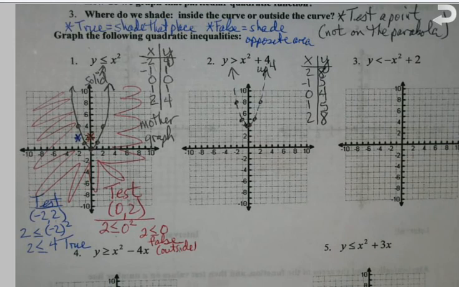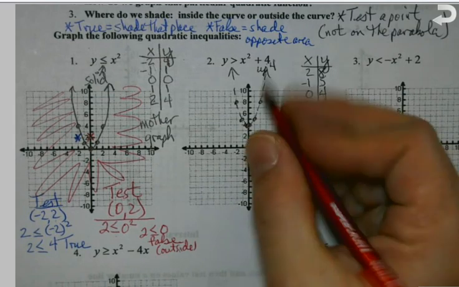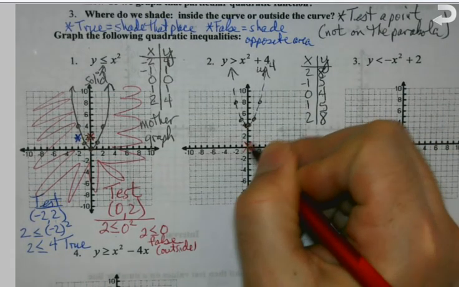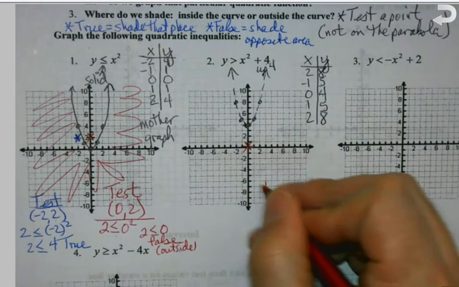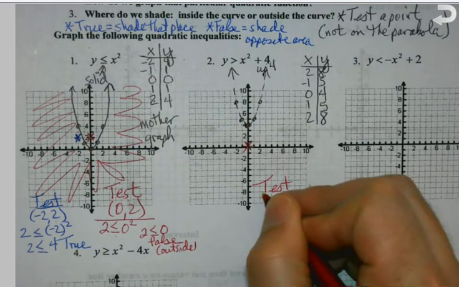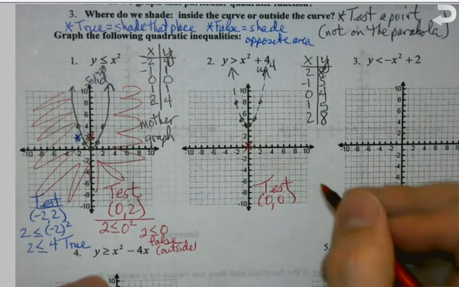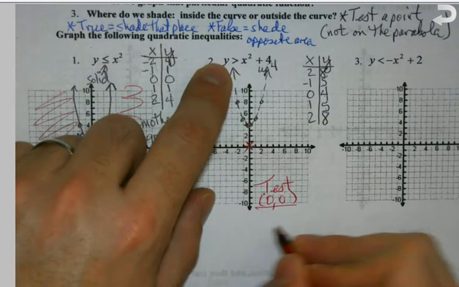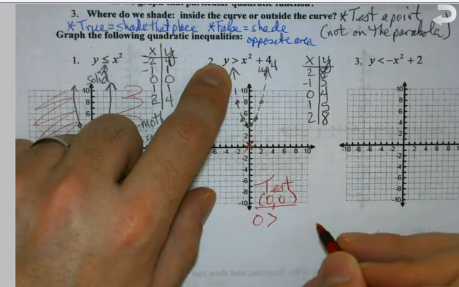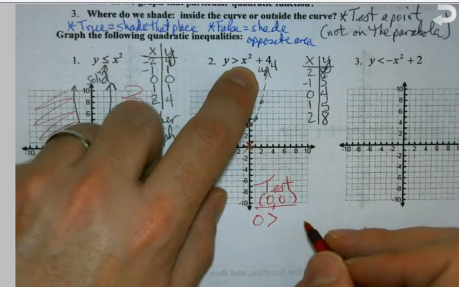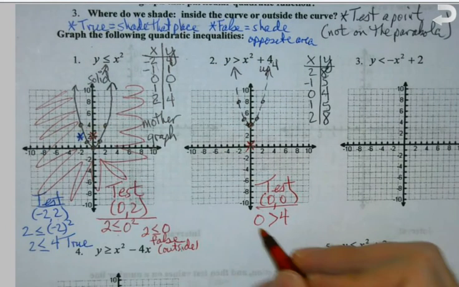Anyone care to pick us out a test point this time? I know where I'd go, but I'll... 0, 0. Nice pick. I like 0, 0 when that's an option, because it clears stuff out. So if in this case I decide I'm going to test 0, 0 out, so I've got 0 is greater than 0 squared, which is 0, plus 4 is 4. Is 0 greater than 4?